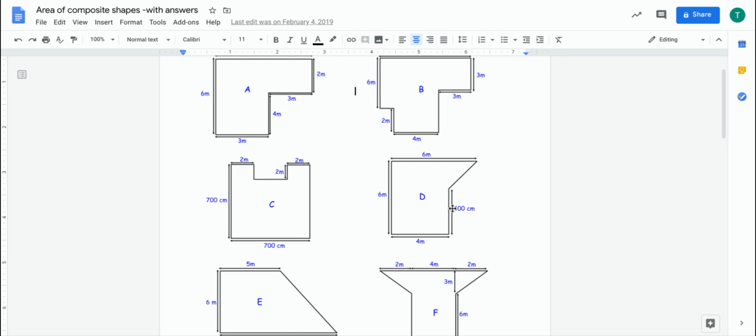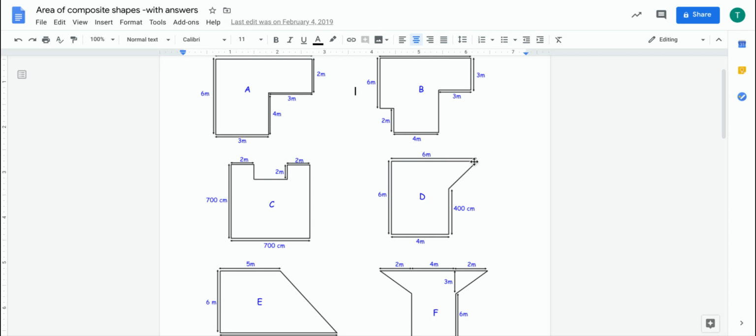For this one, it's got a rectangle here and a triangle off the side. If you split it this way, then this rectangle in the middle would be 6 times 4, which is 24 meters squared. This is 400 centimeters, which is 4 meters. The total length was 6 meters. So then this bit must be 2 meters.